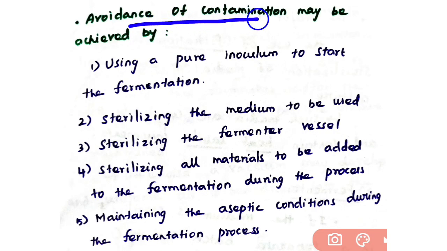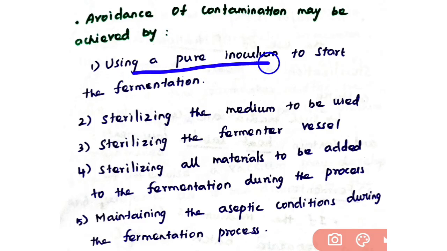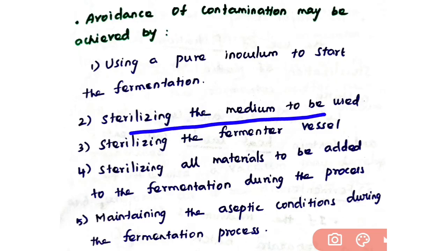Avoidance of contamination by foreign microorganisms may be achieved by using a pure inoculum to start the fermentation. Pure inoculum means pure culture. So this inoculum should contain the specific microorganism which you are going to use in your fermentation process. Then sterilizing the medium to be used. Before starting the process you have to sterilize your medium. It should be free of all foreign microorganisms, all living organisms.